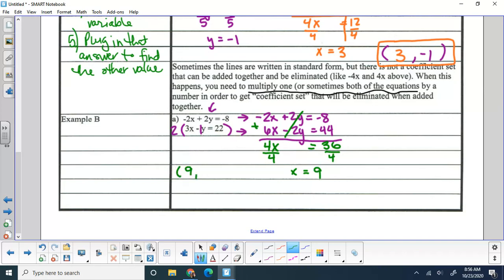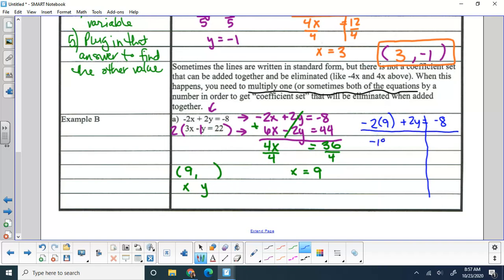So far we found the x coordinate. The x coordinate was 9. But I can't stop there. I do need to solve for y. So I'm going to take that answer and plug it in and find the other answer. So I'm going to plug it into the top equation, which is negative 2 times 9 plus 2y equals negative 8. This is a Mr. T solving scenario. So I'm going to go ahead and solve for y.